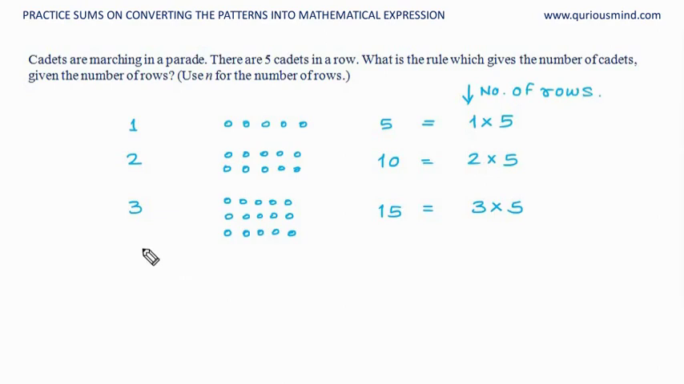What happens if I have n rows? Then how many will I have? I will have n into 5, or represented as 5n. 5n cadets I will have. Let's do the next one.